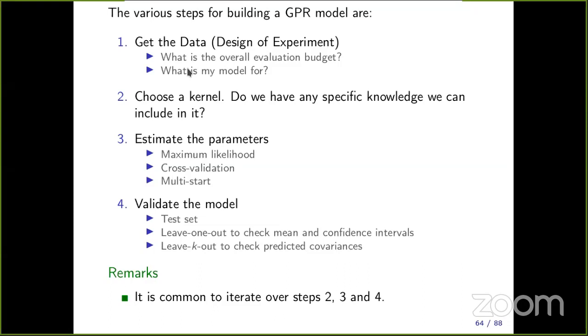Then you choose a covariance. So this is by talking with the people who generated the data to grab as much knowledge as you can. This is by trying different ones, trial and error again and again on the validation set to understand what's happening. And yeah, so loop over these steps, estimate the parameters. So either doing a maximum likelihood or cross validation.